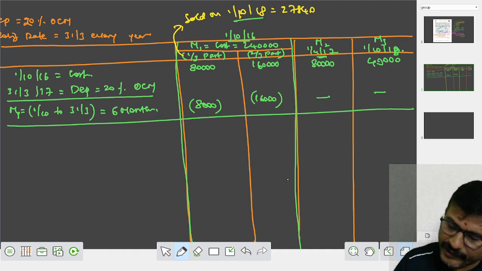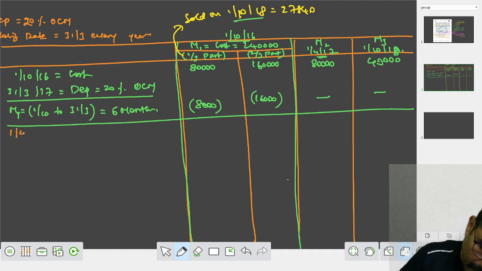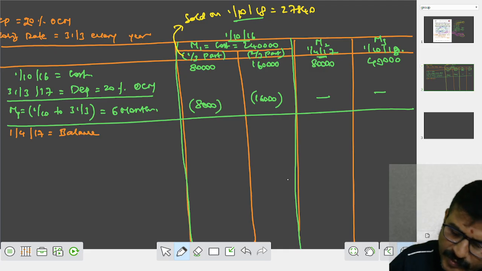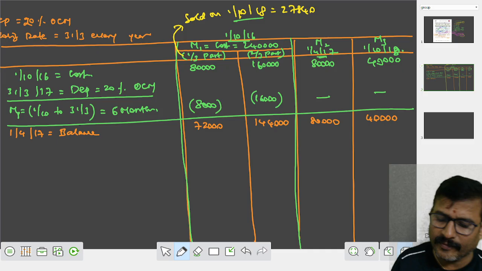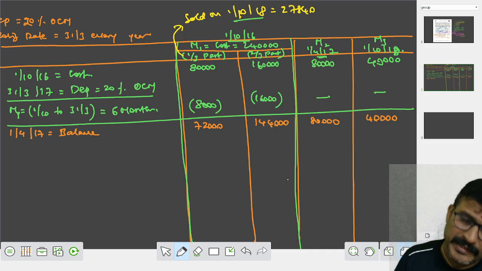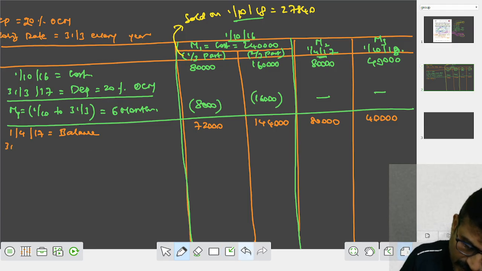Now what date I should write? I am supposed to write 1st April 17 as a balance. How much we are getting? 72,000, 1,44,000, same 80,000 and same 40,000. Now I am at April 17, right? Now I should go for what date? 31st March 18.